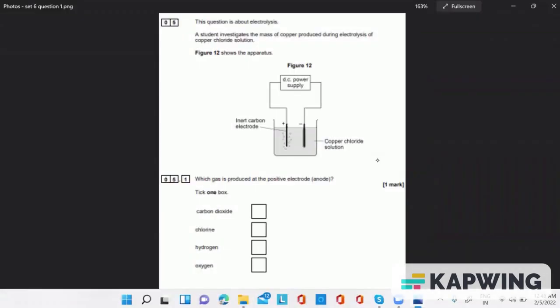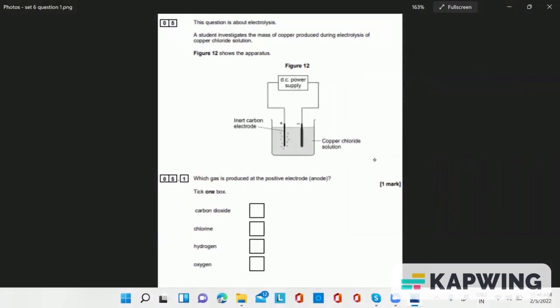Today, I will discuss one more question from GCSE Combined Science Trilogy, Paper Code F, Foundation Tier, Chemistry Paper 1F, Thursday, 17th May 2018, morning paper. Question 5. So this question is on electrolysis. A student investigates the mass of copper produced during electrolysis of copper chloride solution.